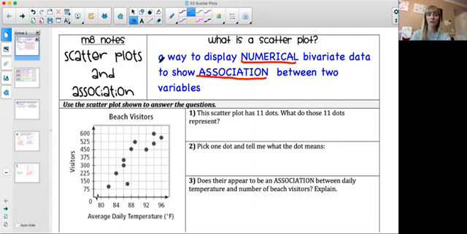So one more time, make sure you got this written down. What's a scatter plot? It is a way to display numerical bivariate data to show association between those two variables. Let's learn about what that vocab means, association, what are the different types of association and how scatter plots show that to us. So here is a scatter plot already created.